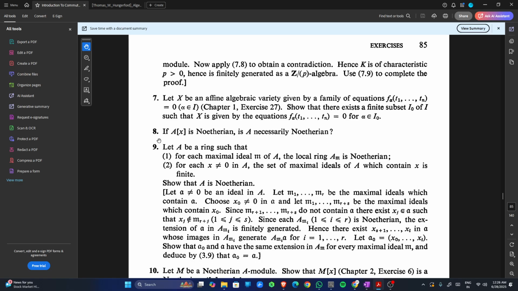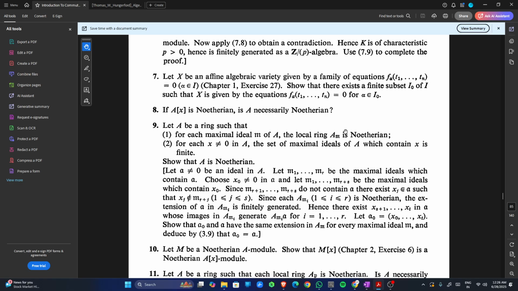Now what about this problem? Problem 8. Some of you may know what a Noetherian ring is. So I think Oyon knows that. What do you mean by Noetherian ring? Yes, after some time the sequence will terminate.